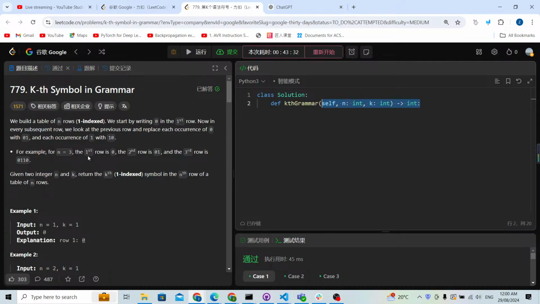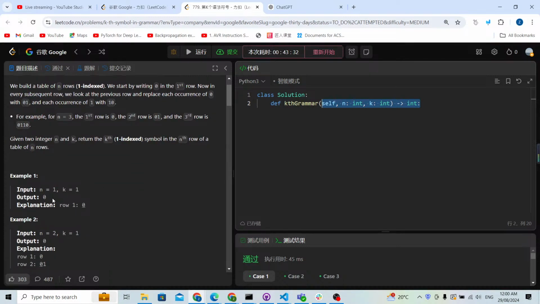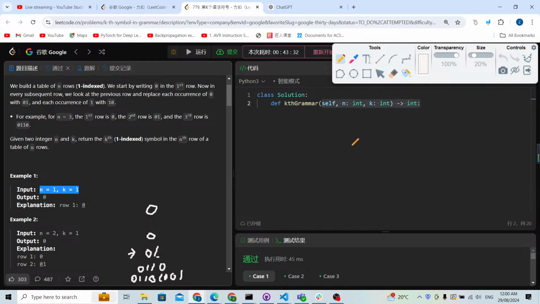Another LeetCode problem, 779, K-th Symbol in Grammar. The idea is that we are given a number n and a value k. If n equals 1, we have a 0. If n equals 2, this 0 becomes 0, 1. If n equals 3, we look at the first row, the second row, and for the third row, 0 will always become 0, 1, and 1 will become 1, 0.